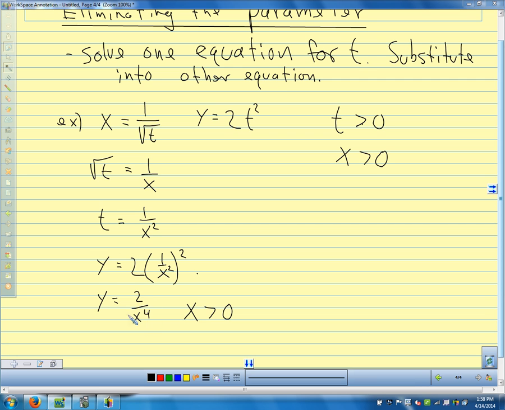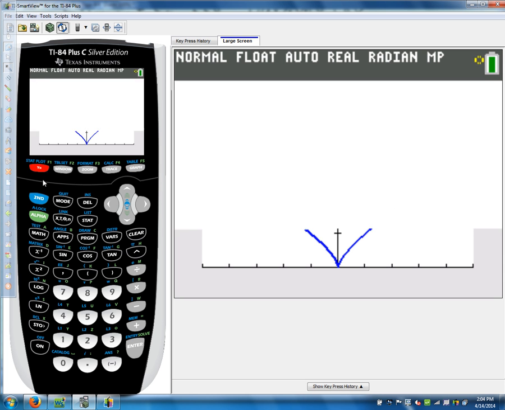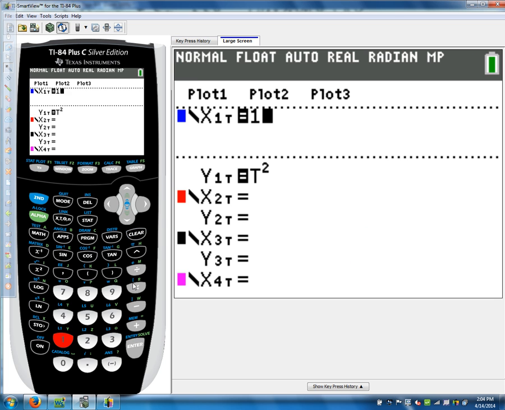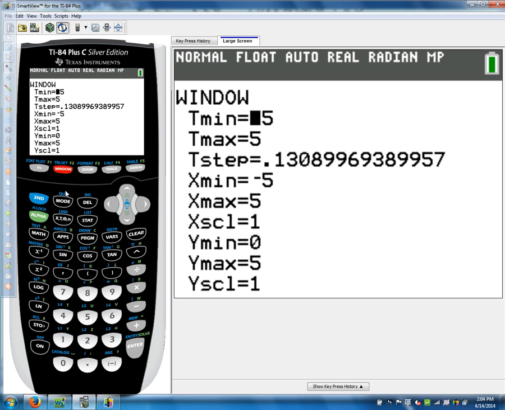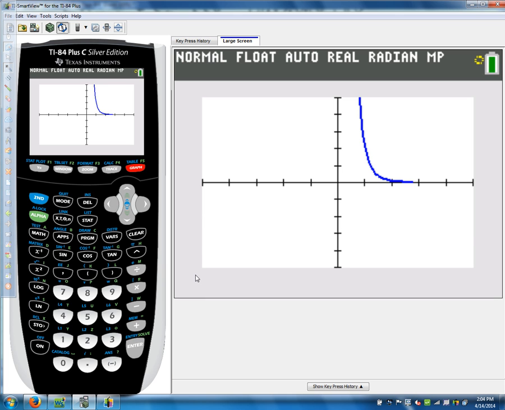Now let's take a look at what the graph of this set of parametric equations looks like. So let me go to the calculator. Clear out of there. So 1 divided by square root of t, and y equals 2 t squared. We said that x has to be greater than 0, so I'm going to go from t equals 0 to t equals 10. And I'm going to go down here to -5 there. I think that should work. So graph that, and there's my graph, there's my plane curve.